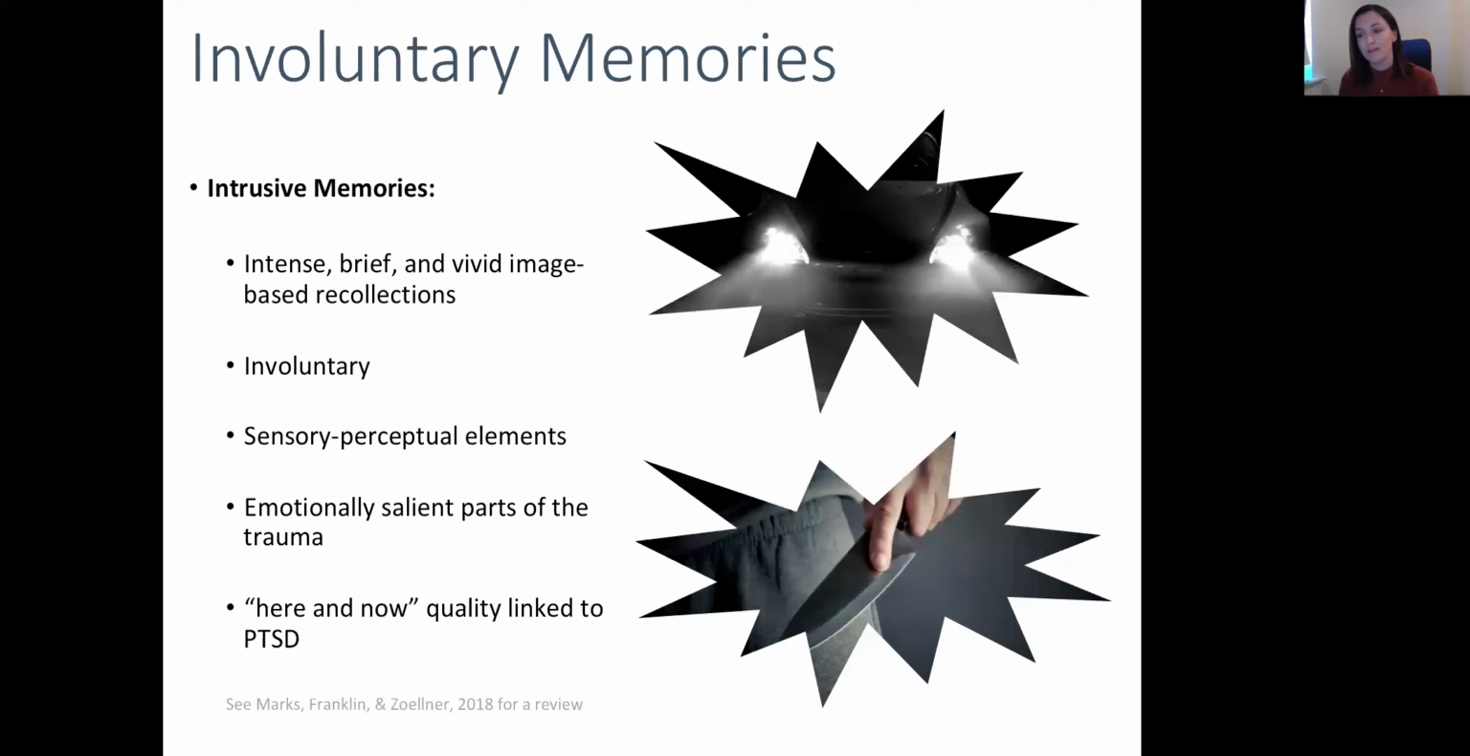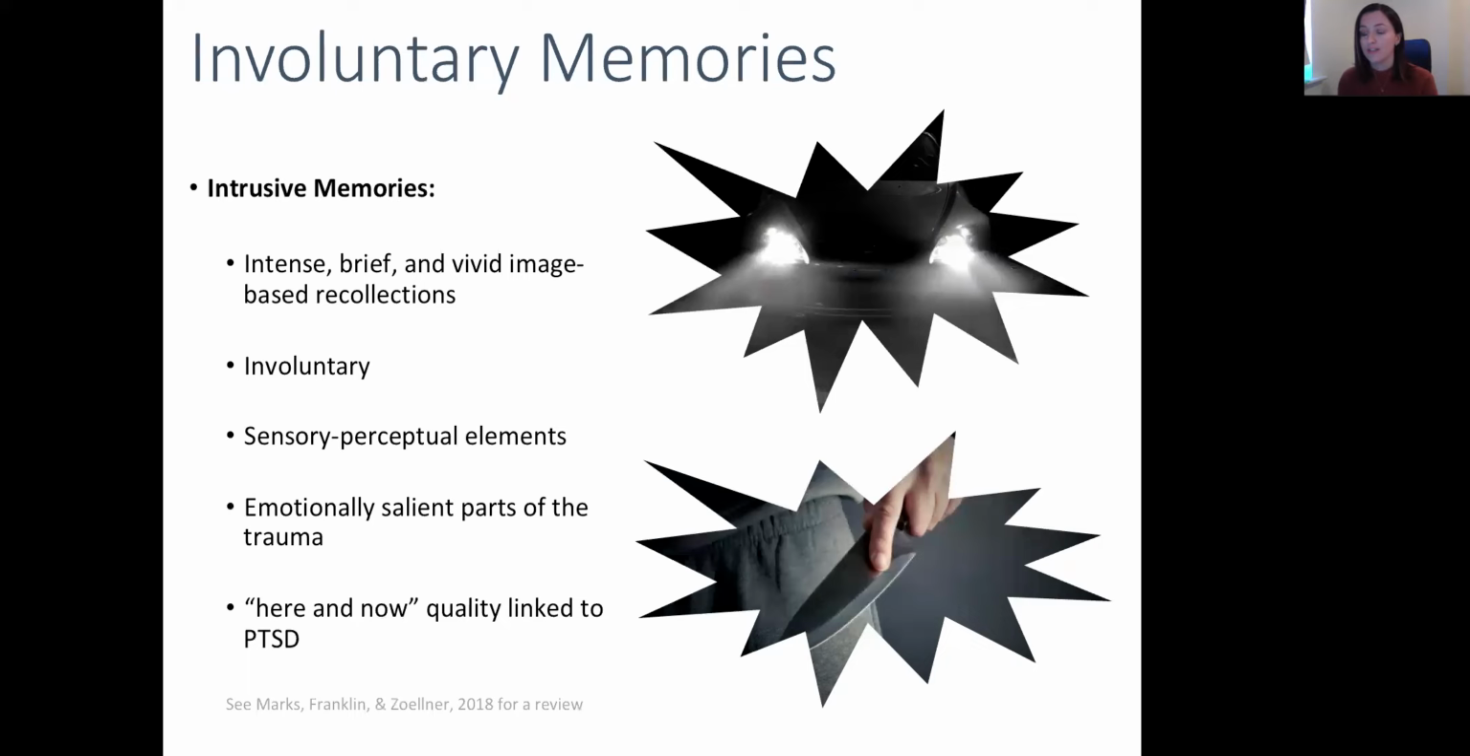Out of all of the re-experiencing symptoms linked to trauma, most research has focused on intrusive memories, which are often brief and vivid image-based recollections of the traumatic event. So, for example, a survivor from a car crash may re-experience the sight of headlights coming towards them, or an assault victim may re-experience the image of an attacker just about to get his knife out. And they're usually involuntary, meaning that they come to mind with no deliberate retrieval attempt, and they typically include strong sensory perceptual elements of the trauma.